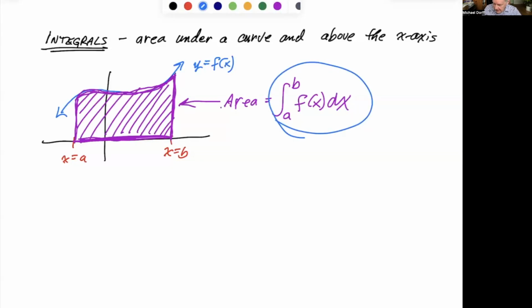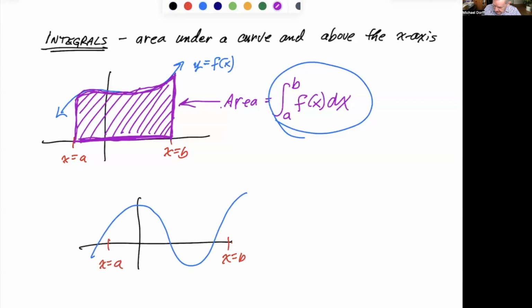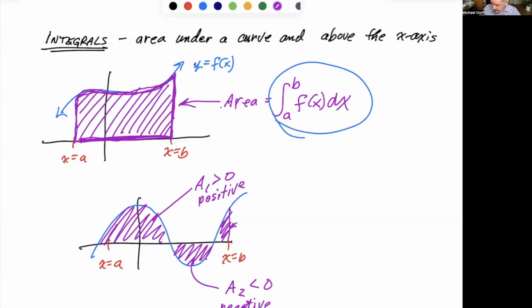Now, we also talked about last time that if your curve dips below the axis, then you can think of it as this part here, A1, and that's going to be a positive area. When it goes over here below the x-axis, that's A2, that's going to be a negative area. This would be A3, and that would also be positive.